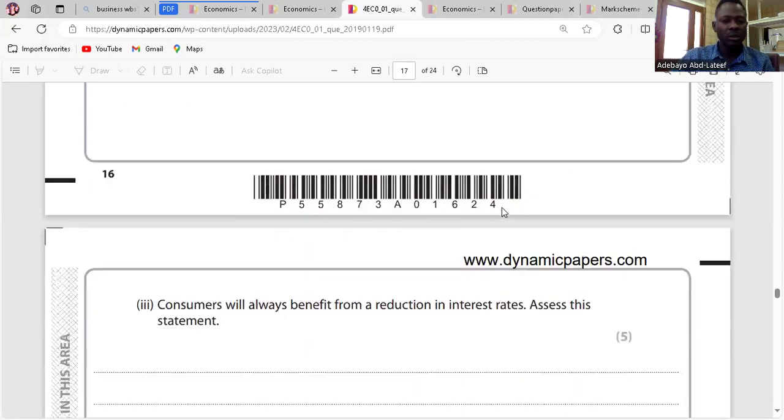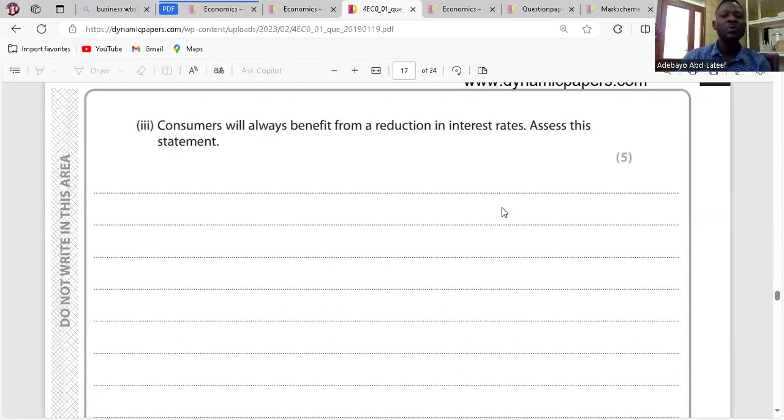to question C. Consumers will always benefit from a reduction in interest rates. Assess this statement. First, what is interest rate? Interest rate is the price of borrowing or savings. That is what interest rate is. So a reduction in interest rate will bring about, one, I wrote, borrowing becomes cheaper. So if borrowing becomes cheaper, what does that imply? It means households will be able to borrow more, allowing them to have an increase in their purchasing power. And having an increase in your purchasing power means your living standard might improve.